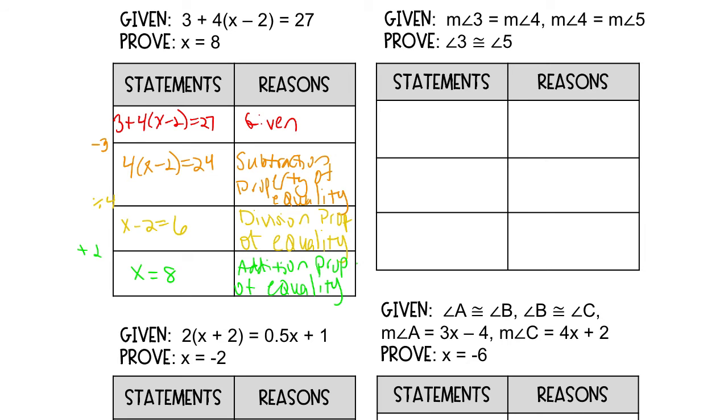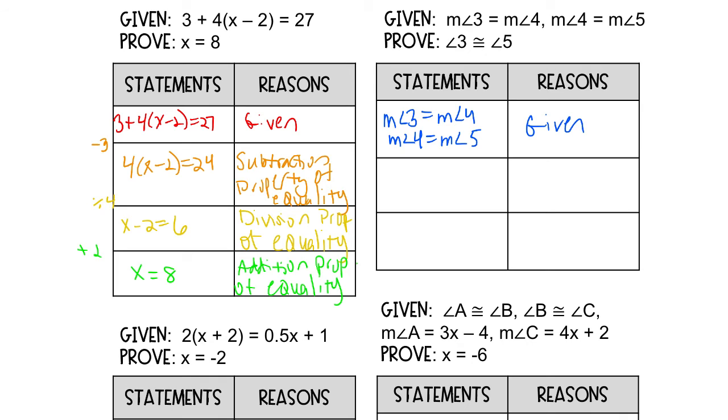We've got our given. So the measure of angle 3 equals the measure of angle 4. The measure of angle 4 equals the measure of angle 5. And that is given. Next, we want to see what we can do with that. Eventually, we're going to prove that angle 3 is congruent to angle 5.